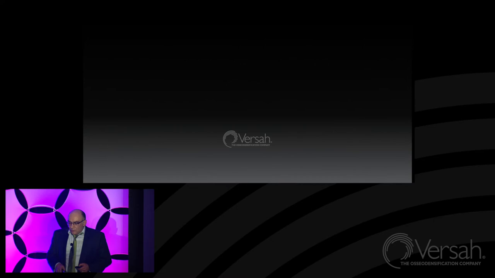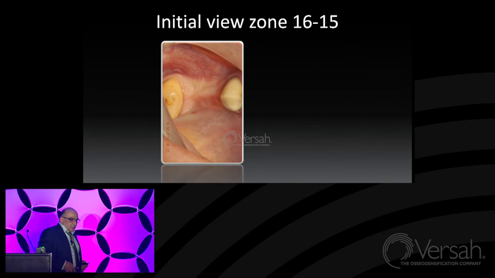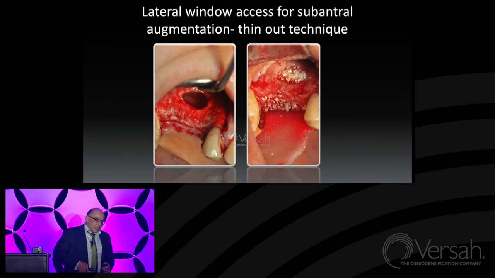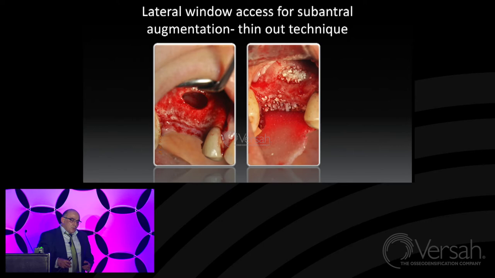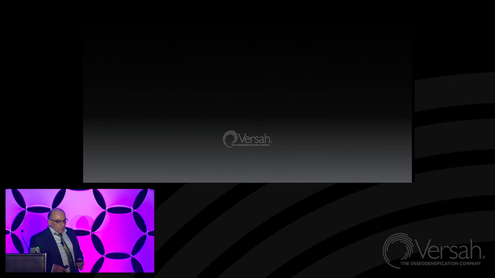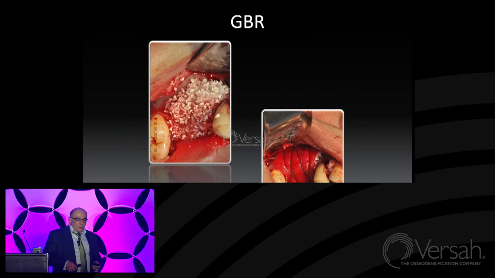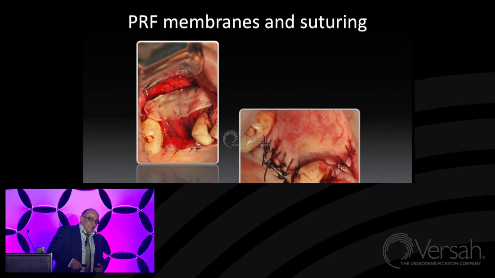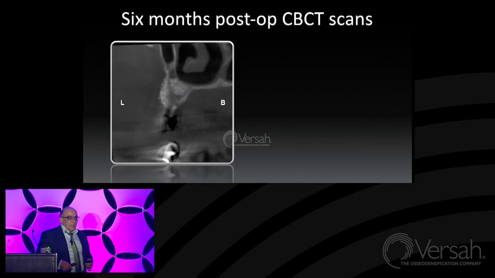Initial zone of the first molar and second premolar in the upper jaw. We raise the vestibular flap, make a lateral window access, make the sinus lift, place our membrane, fill the bone from both sides of the alveolar ridge because we have deficiency from palatal and vestibular side. Making standard GBR, placing deep horizontal mattress suture to fix the membrane, covering it with PRF membrane and suturing it. Then waiting some 6 months is the standard technique.